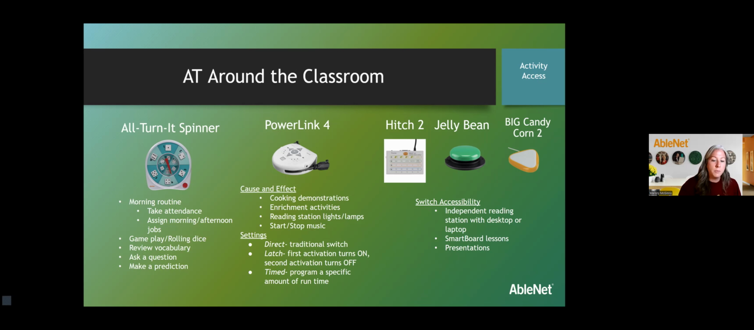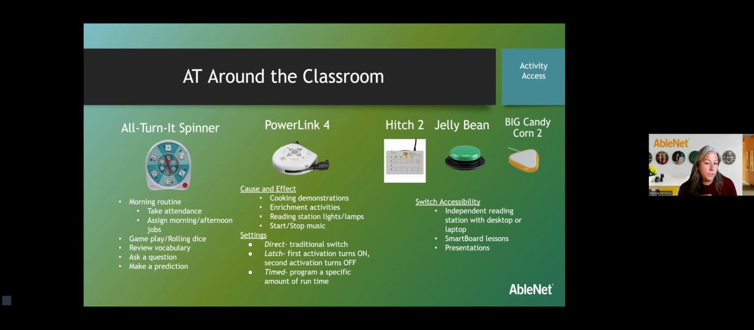With the settings on the PowerLink, what's really nice, especially if you have students that maybe don't want to hold it while it's on, you can do different settings on the PowerLink. So you can have a direct setting turned on, which when you press the switch and let go, it will turn on and then turn off. But you can do a latch setting where you press the switch, and it will go and go and go until you press it to turn it off. Or you can do a time setting, whatever you think is most appropriate for the activity that you're working on.